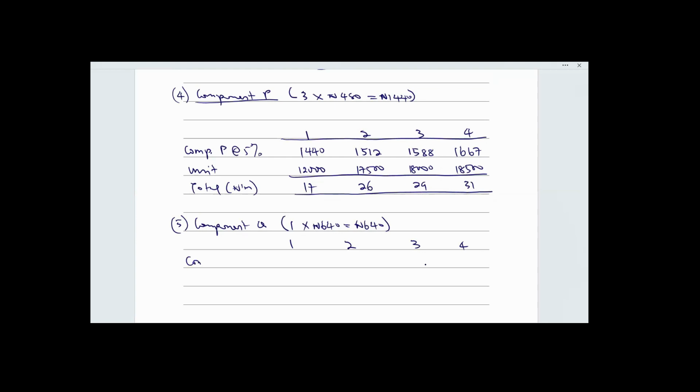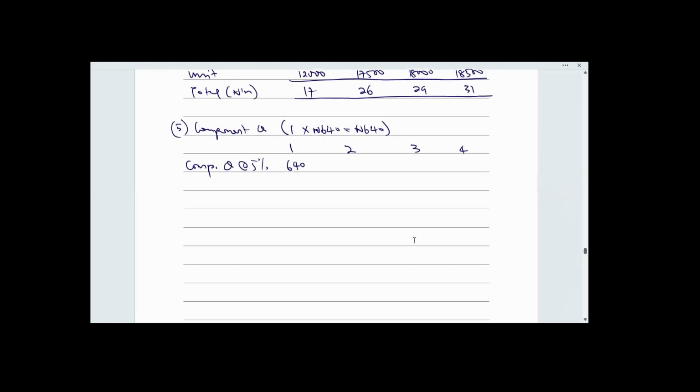Component Q at 5%. The first year is 640. So 640 multiplied by 1.05. What do you get? 672. 672 multiplied by 1.05: 706. 706 multiplied by 1.05: 741. Thank you.